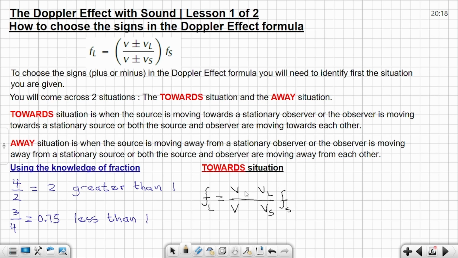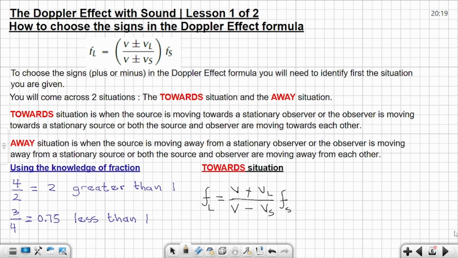And you're going to achieve this top part bigger than the bottom part by having addition there. So you're making the top part bigger when you have addition, and you are making this small by having subtraction there. When it's like this, you are going to achieve FL greater than Fs.